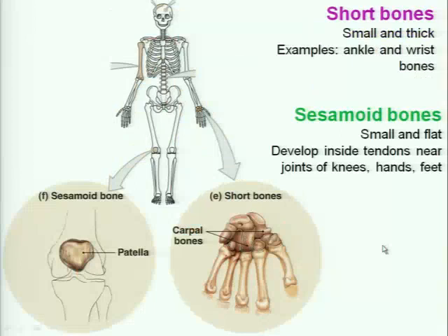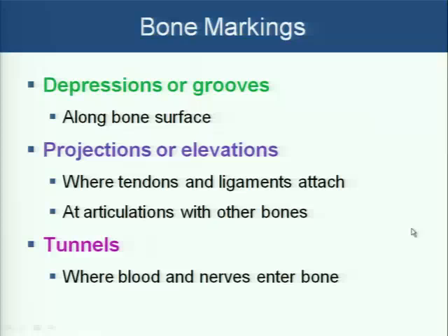Sesamoid bones. These ones look like a sesame seed. These ones also, you can have different types of, or numbers of these bones. You're going to see one definitely in your knee, in your patella. That's a classic example, but again, you can have these in other locations, so that number can vary. It's kind of interesting. So those are your 6 shapes of bones.